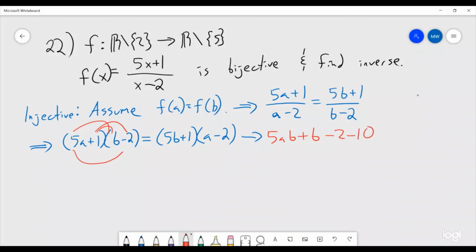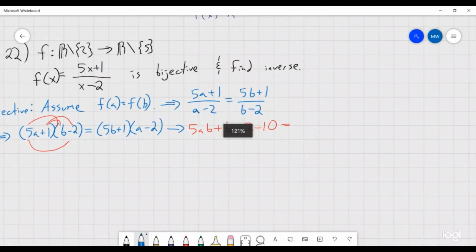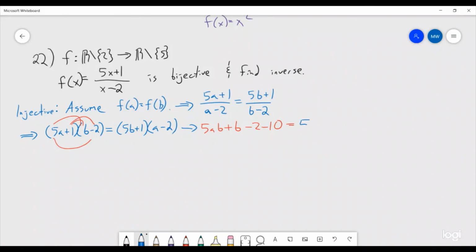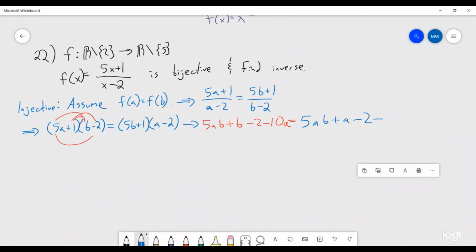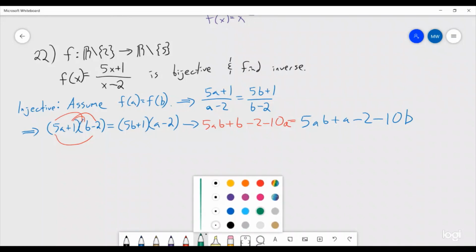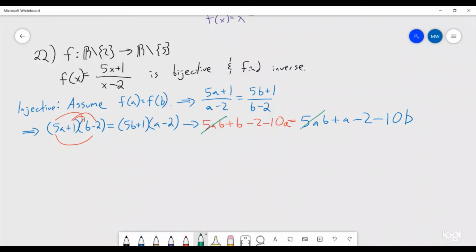Minus 10a is equal to, on the other side, so all of that is equal to 5ab plus a minus 2, minus 10a, and minus 10b. So now that we have this, we can cancel some terms. 5ab is on both sides, minus 2 is on both sides, and then adding 10a and 10b to both sides gives us 11b equals 11a. So b is equal to a, which tells us that f is injective.